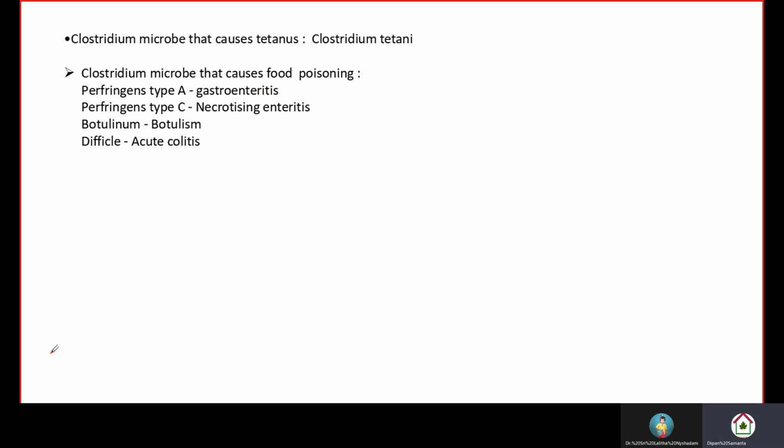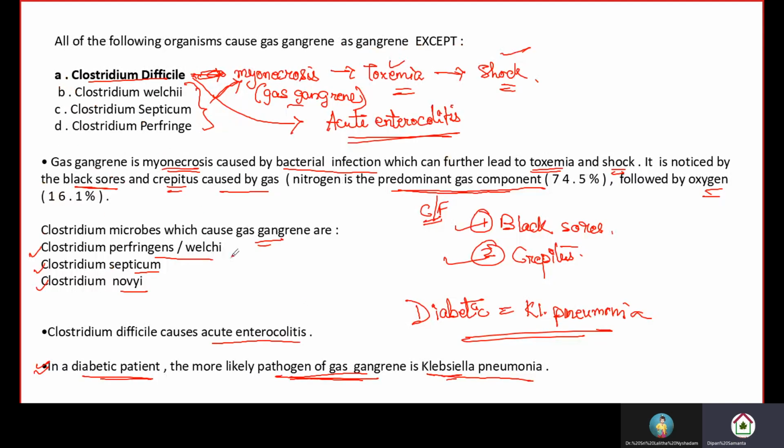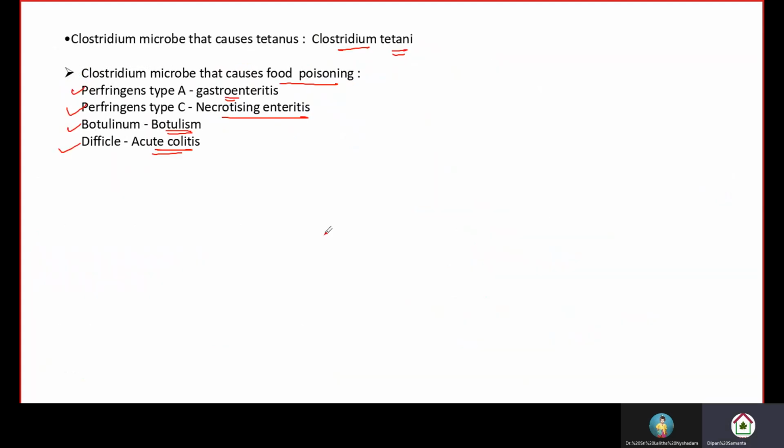The Clostridium microbe that causes tetanus is tetani. That's why it is named as such. The Clostridium microbes that cause food poisoning are perfringens type A, causing gastroenteritis, perfringens type C, causing necrotizing enteritis, and botulinum, causing botulism. Difficile causes acute colitis or enterocolitis, as we have studied here. Okay, difficile.